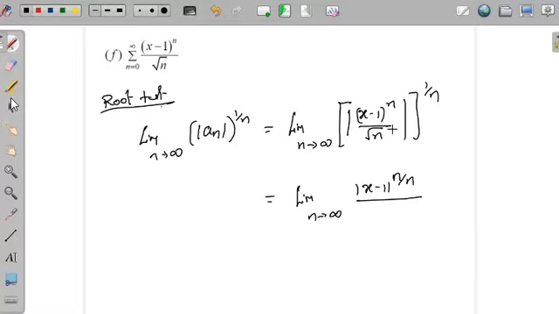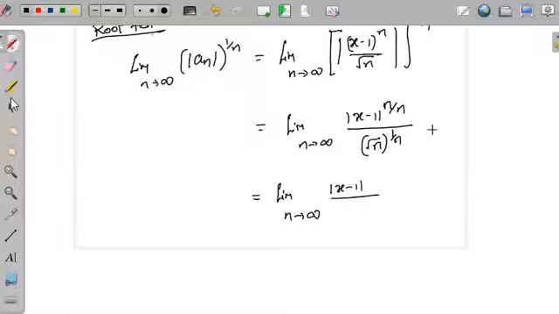Here the power is 1 by n, so it becomes n by n. So this is root n power 1 by n. So, limit n goes to infinity, this is simply mod x minus 1 by, I hope this one can be rewritten like this: root n power 1 by n can be written as square root of n power 1 by n, because n power 1 by 2 you can write as n power 1 by n whole power 1 by 2. Okay.